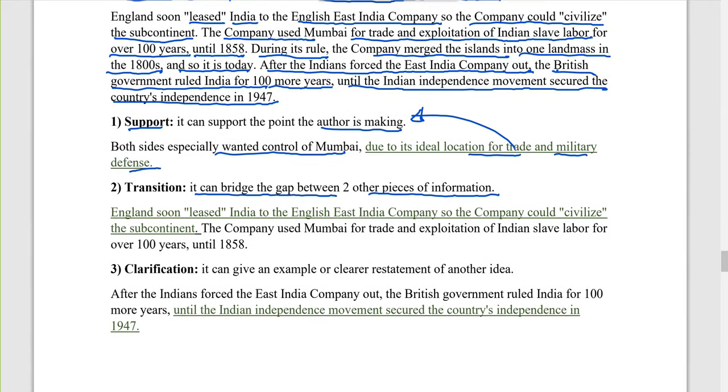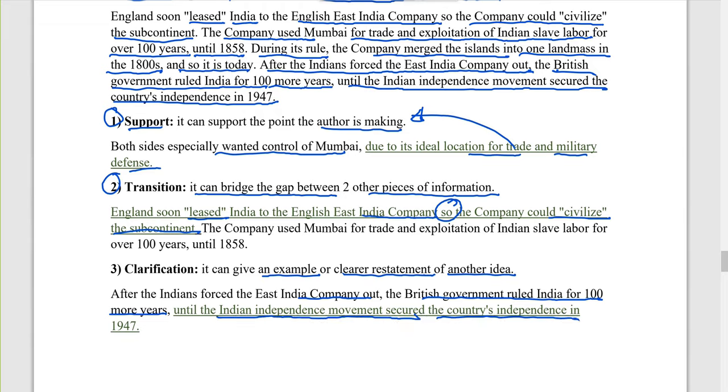Can you tell me how, teacher? Yes, it's here. England soon rented India to the English East India Company. So that's the transition. The company could civilize, develop the subcontinent. You remember? Transition. And now support. What else? Clarification. To clarify. Remember this. It can give an example, or a clearer restatement of another idea, a summary or repetition, or paraphrasing of another idea. After the Indians forced the East India Company out, the British government ruled India for 100 more years until the Indian independence movement secured the country's independence. For me, this is sort of clarification.